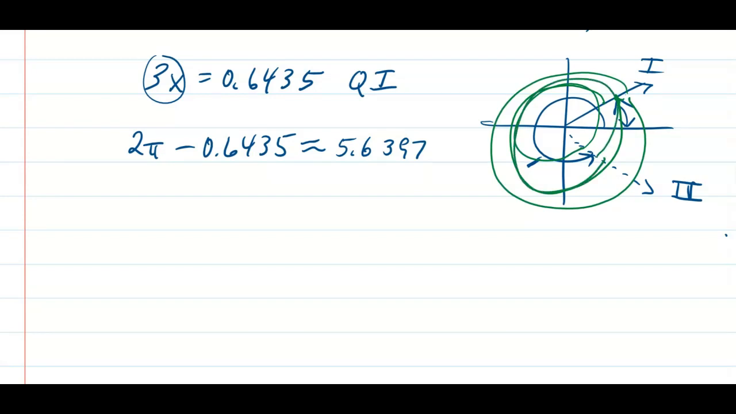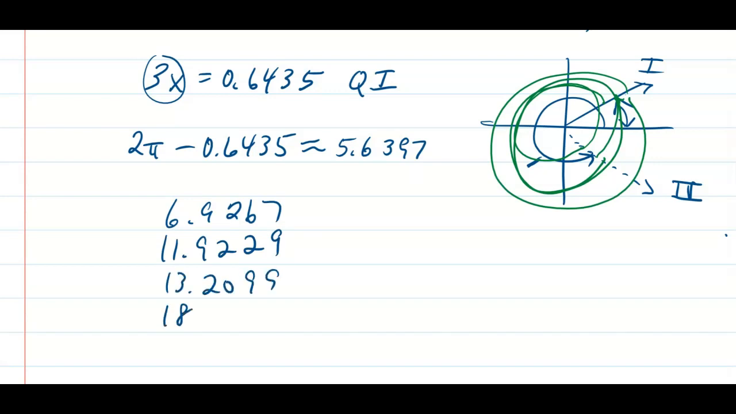And those 4 angles turn out to be the following: 6.9267, 11.9229, 13.2099, and 18.2061. And those angles are all between 0 and 6 pi.